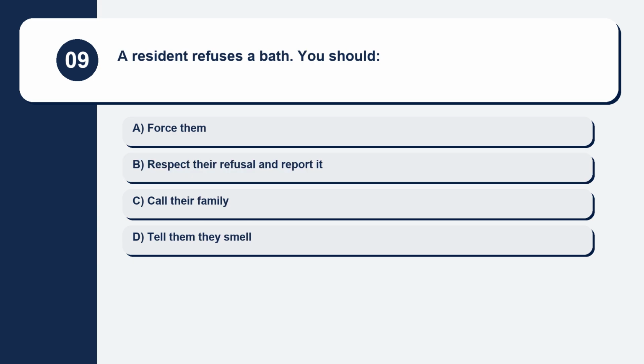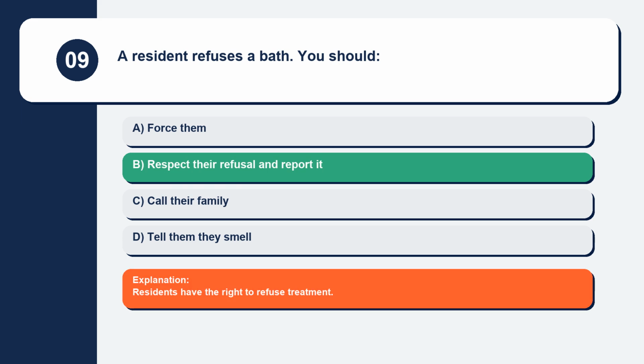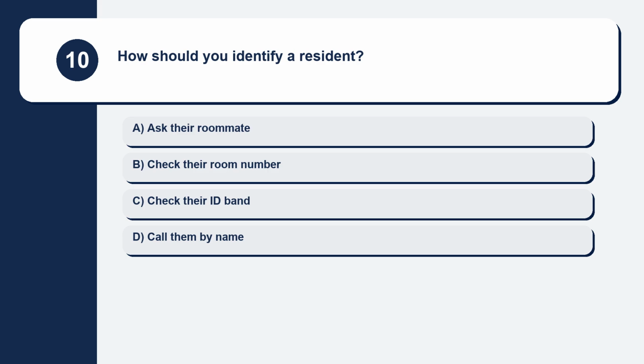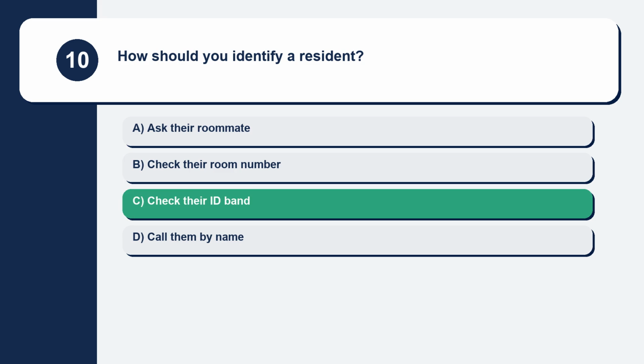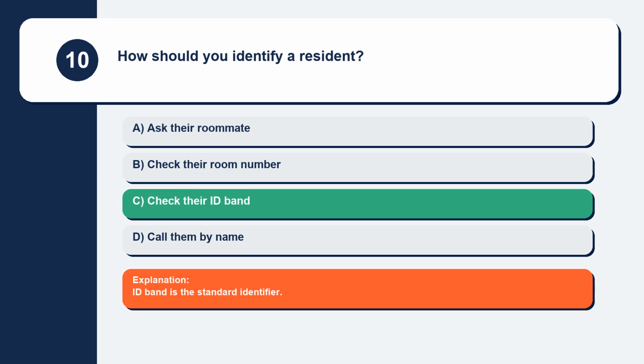Question 9. A resident refuses a bath. You should force them, respect their refusal and report it, call their family, tell them they smell. Residents have the right to refuse treatment. Question 10. How should you identify a resident? Ask their roommate, check their room number, check their ID band, call them by name. ID band is the standard identifier.